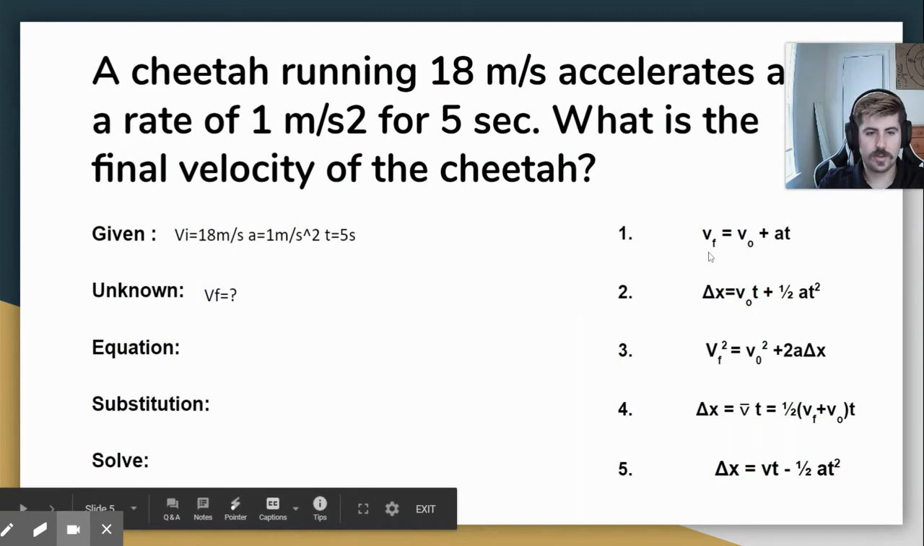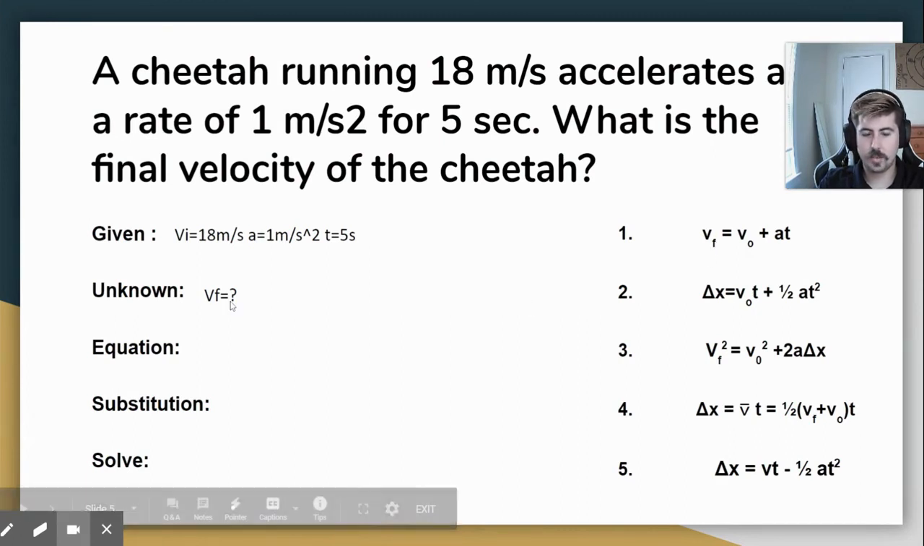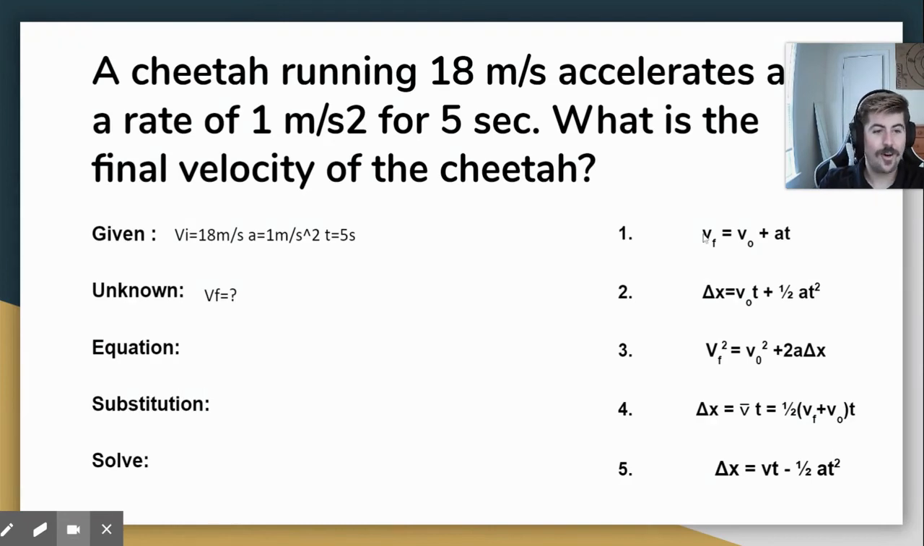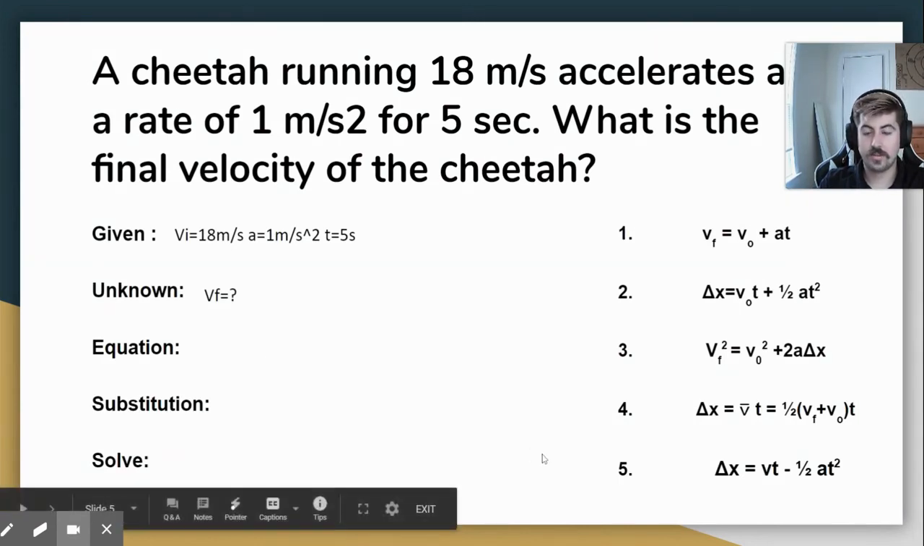So we look at the first one. Do we have final velocity? Yep, we're looking for it. Do we have initial velocity? Yes, it's given. Do we have acceleration? Sure do. Do we have time? Absolutely. So now we know that we're going to use this first equation because we have everything we need in order to solve for final velocity.